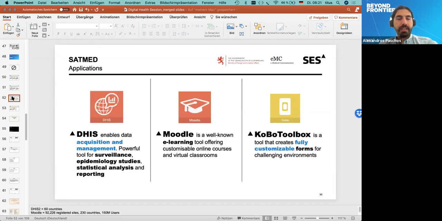And we have integrated a variety of open source applications. So we have DHIS, which is a well-known health information system in the open source world. We have Moodle, which is one of the best e-learning applications. Kobo Toolbox, which is an application to collect data in forms, and this can also be used with offline Android devices and applications. Next slide.